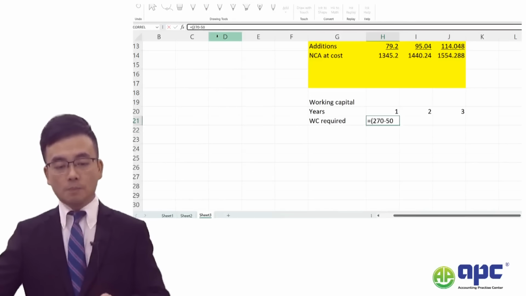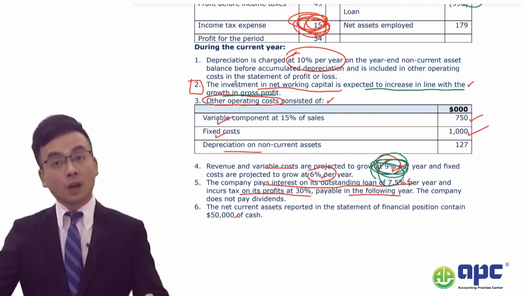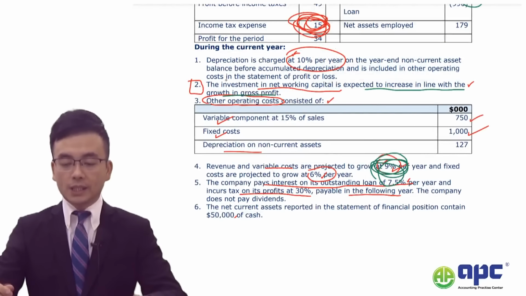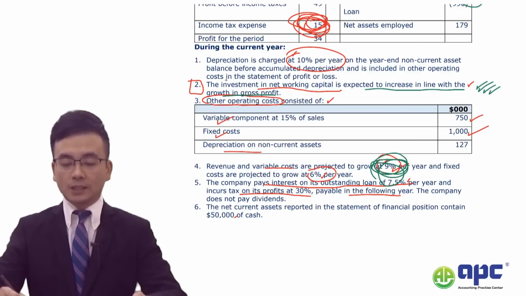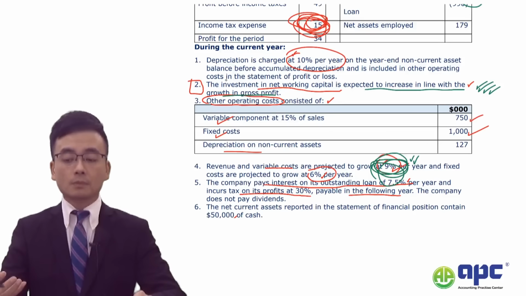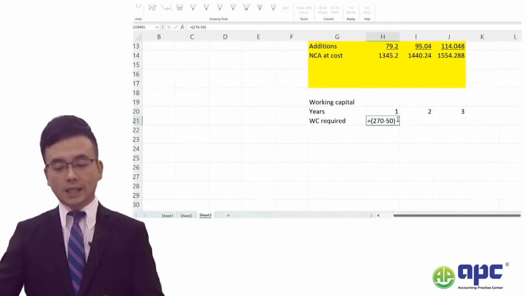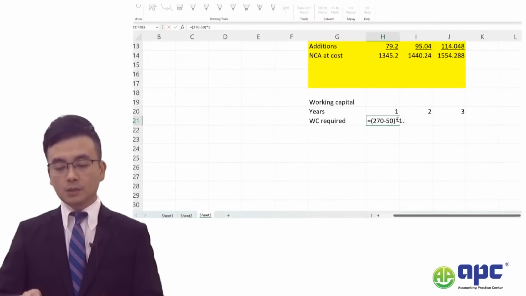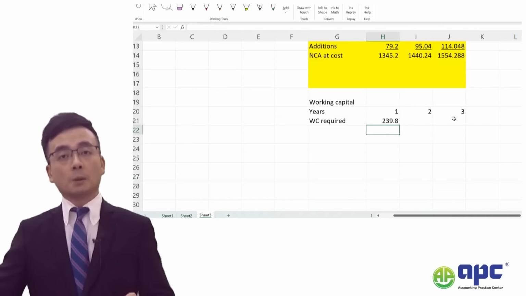But how about in year one? Well, we're told in the question that note number 2, the investment in working capital, is expected to increase in line with the growth in gross profit, because we just calculated gross profit by considering the 9% of the revenue and the variable cost growth. And that's why the working capital will grow by 9% each and every period. So that being the case, in year one, we need working capital of 1 plus 9%, which means timing by 1.09. That would be 239.8.